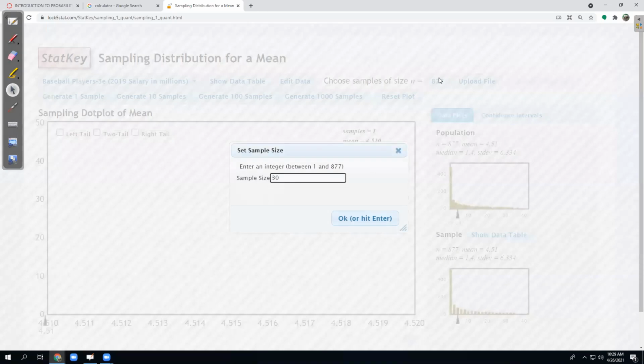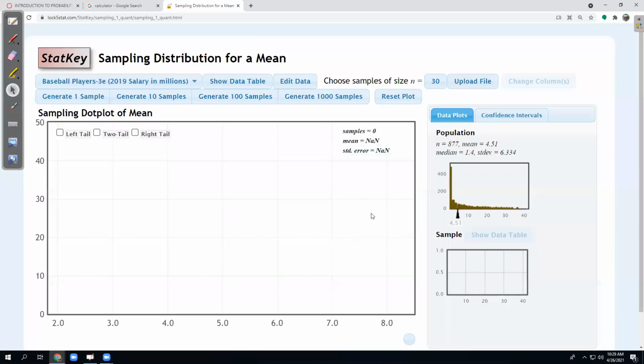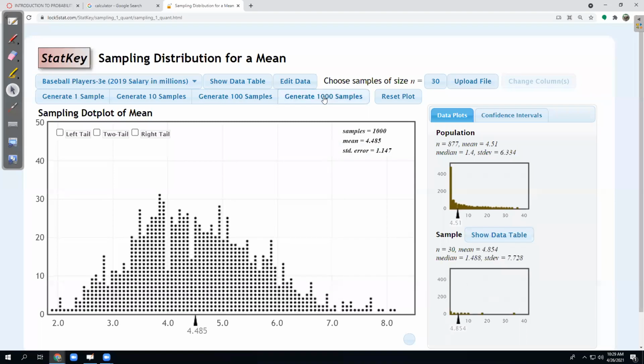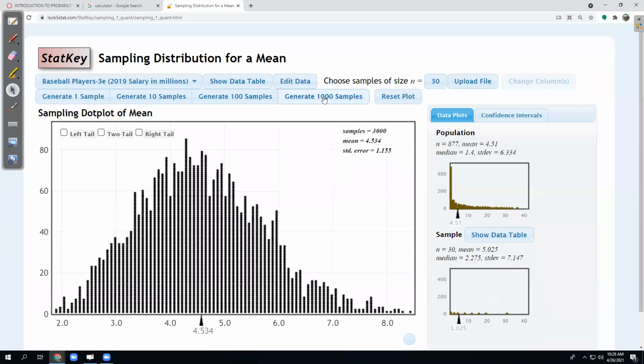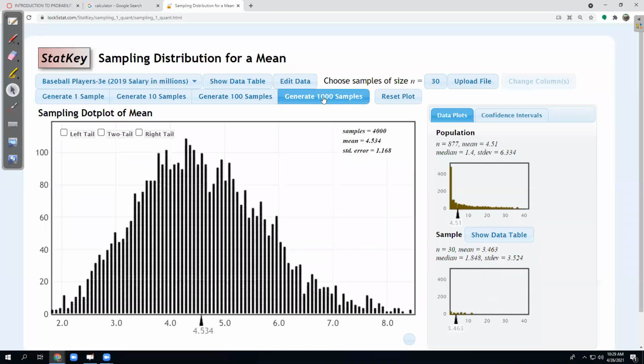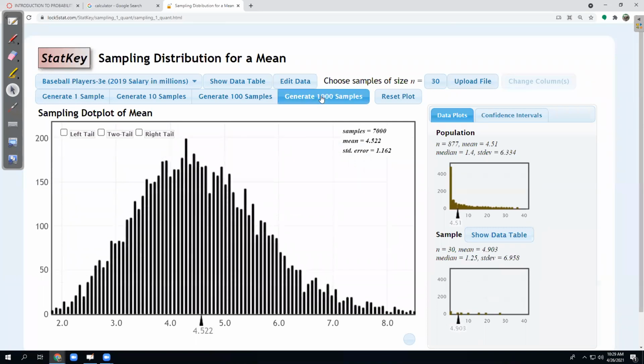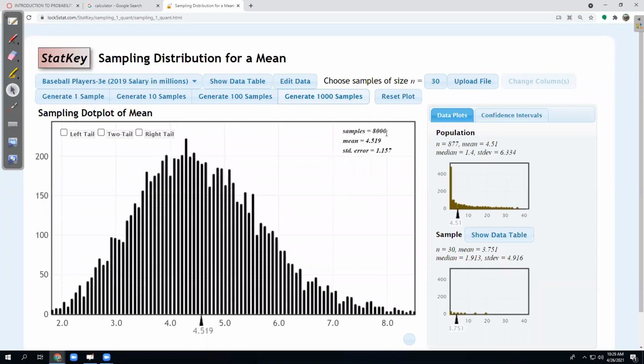All right, so let's go back to 30. And then this time, I'm actually just going to generate thousands of samples. And I'm going to get up to, let's say, 8,000 samples. And notice my computer's slowing down here because that's a lot of calculations. Right, so I just grabbed 8,000 times. We grabbed 30 different numbers from the list over here and found the average of those 30 and plotted the average. So I have 8,000 averages here.